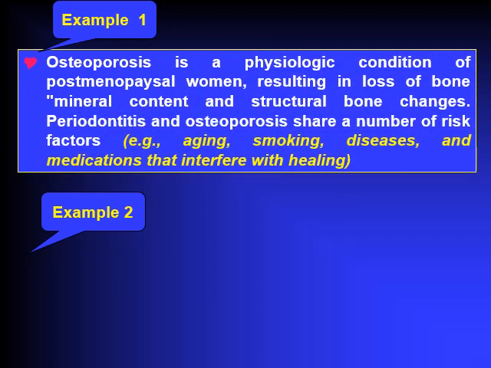Example one, osteoporosis. As I said to you, it is a physiologic condition. In osteoporosis, you know that osteoclasts are the resorbing bone cells. So osteoclasts remove the mineral portion of the bone, while mononuclear cells, macrophages and lymphocytes degrade the organic matrix of bone. So osteoporosis is a physiologic condition of postmenopausal women, resulting in loss of bone. As I said to you, the mineral content and structural bone changes. You might have to know that periodontitis and osteoporosis share a number of risk factors. What are these risk factors? Aging, smoking, diseases, and medication that interfere with healing.